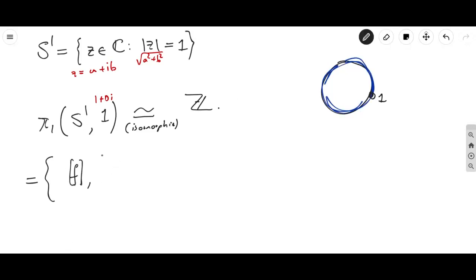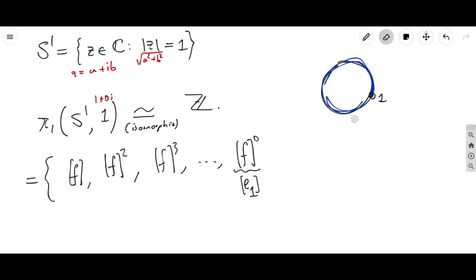Then you would have f juxtaposed f. This would be f squared. That's doing it twice. F cubed. And then you have the identity, which is f to the 0. This is just another way of saying E1. That's the homotopy class of E1. That's the path that stays at E1.